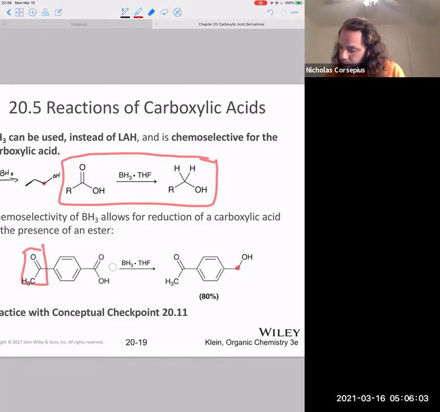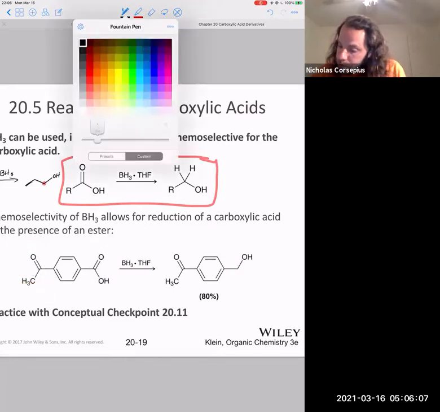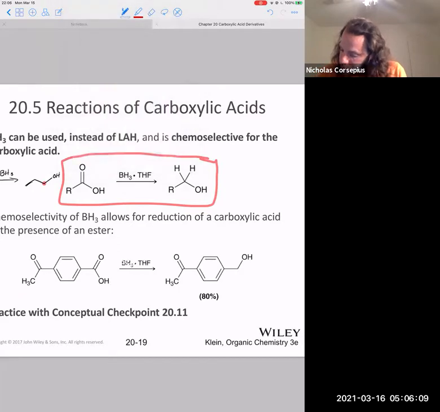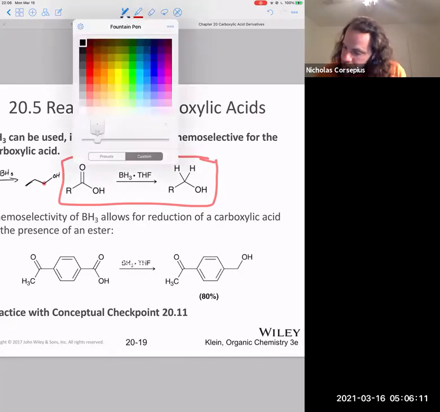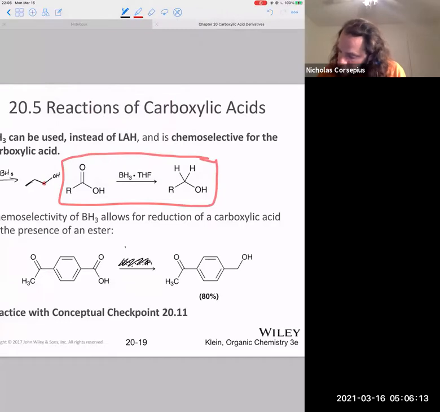As opposed to, right, to be clear, if instead we went the lithium aluminum hydride route, we would also reduce that guy over there, right? So it's just a way of selectively reducing carboxylic acids and not touching other functional groups.